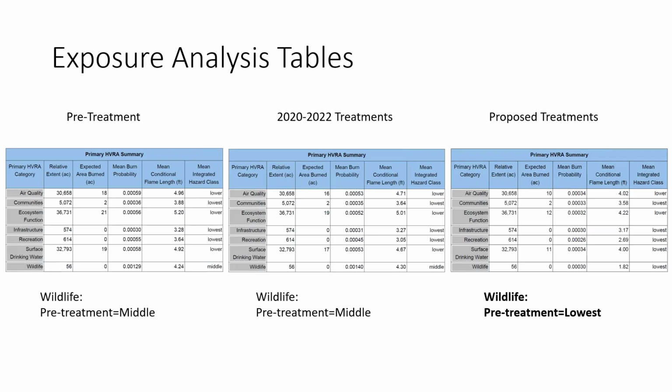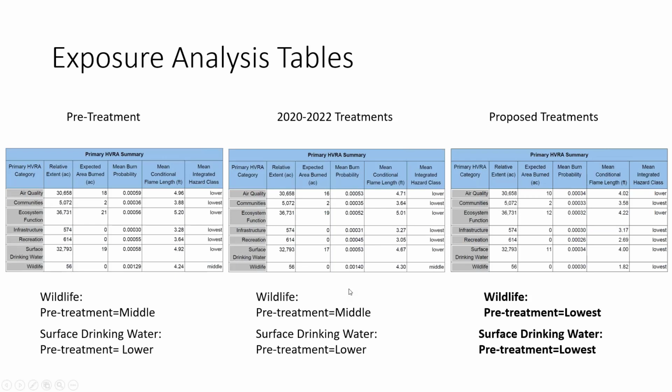Focusing on the integrated hazard, the wildlife HVRA stayed in the middle class, where in the proposed it dropped to the lowest class. And in the surface drinking water, the hazard class dropped from lower to lowest. If those were critical management issues, then this could demonstrate to leadership that the additional proposed treatments would be necessary to reduce the overall integrated hazard. With only 2 of the HVRAs showing a reduction in hazard, I probably want to run some additional scenarios to see if those choices would result in more hazard reduction.